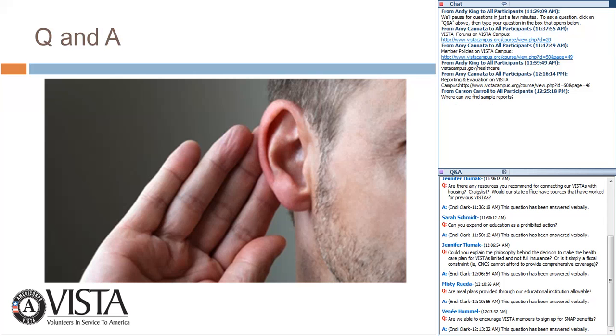Mm-hmm. There is a place on the VISTA campus, which you'll be going into more detail when you're at supervisor orientation, but in the supervisors area, there's a section called Life as a Supervisor, and it looks like a desktop. And right in the middle is a link to a section called Roles and Responsibilities. And within there, you'll see reporting as one of the roles and responsibilities for supervisors. And inside there is essentially a template for the VISTA project report. So you can download that. It's a Word document.